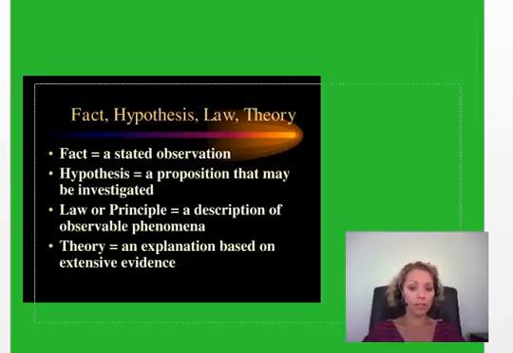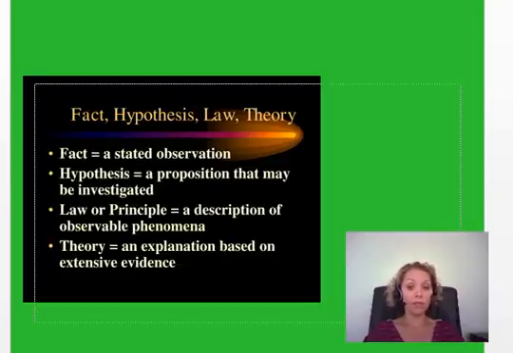Well, a law is a description of observable phenomena. For instance, the law of gravity. We can observe gravity. We can measure gravity. A theory is an explanation based on extensive evidence. So just because your hypothesis is correct doesn't mean it immediately becomes a theory. It doesn't mean it immediately becomes a law. It takes a lot of experiments and a lot of information to back that up.